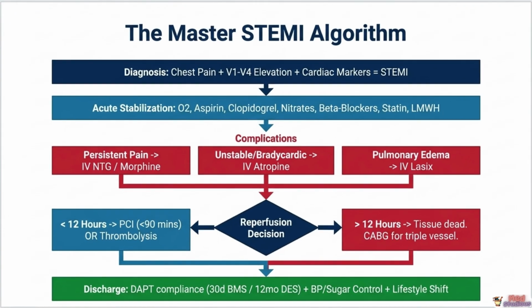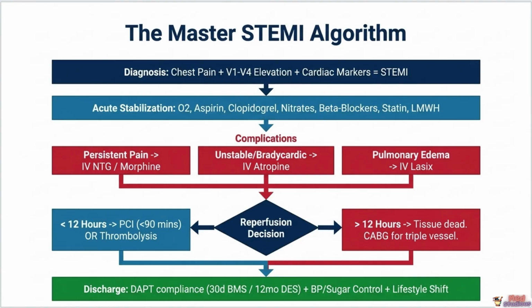We close with the master STEMI algorithm, a single, unified flowchart that integrates every clinical decision point in this entire lecture into one cohesive, executable protocol. The algorithm begins with the diagnostic confirmation: crushing chest pain plus V1 to V4 ST elevation plus elevated troponin equals STEMI confirmed. The cascade activates immediately.